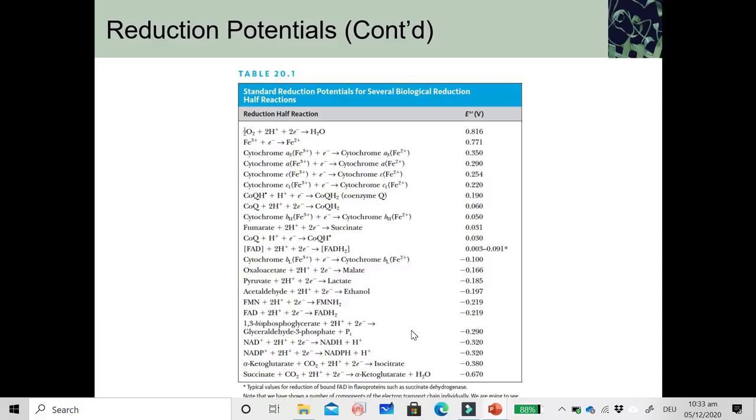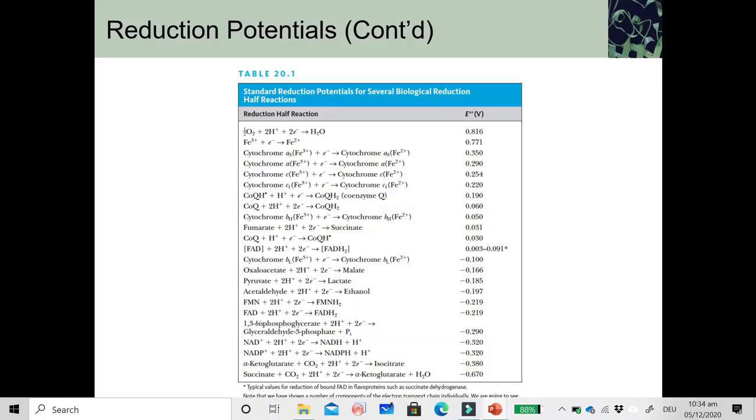Alright, let us look at one example in this case. Let's look at the case of oxaloacetate being reduced to malate, as well as NAD plus being reduced into NADH. Which of the two has a higher reduction potential? For oxaloacetate being reduced to malate, its reduction potential is negative 0.166. The reduction potential of NAD plus being reduced to NADH is negative 0.320.